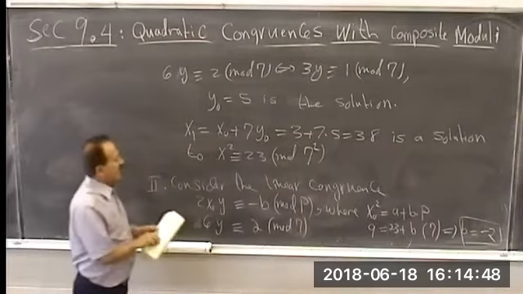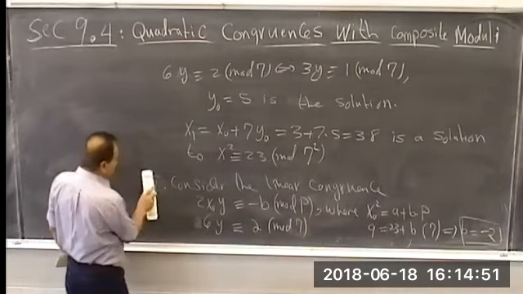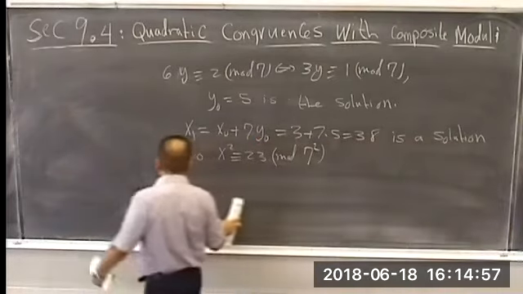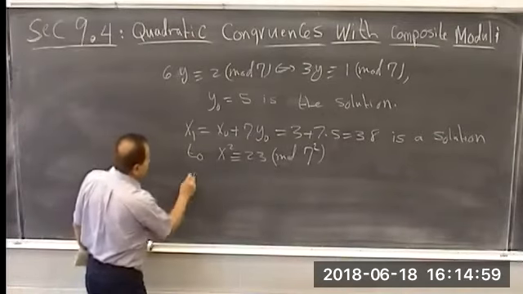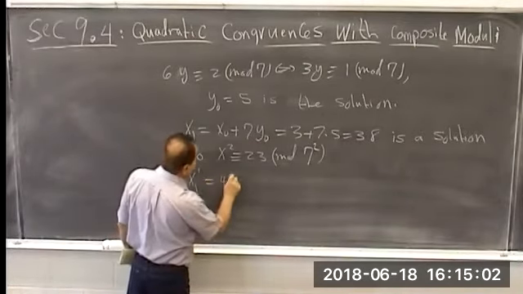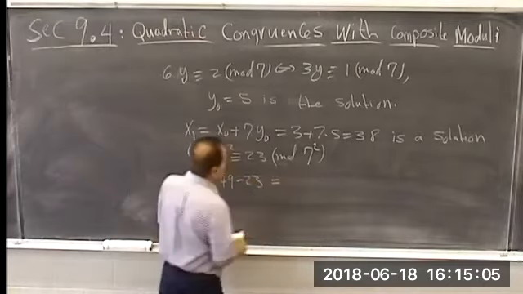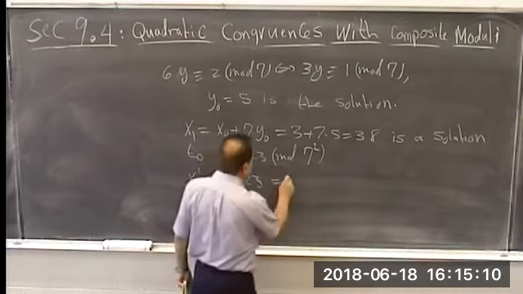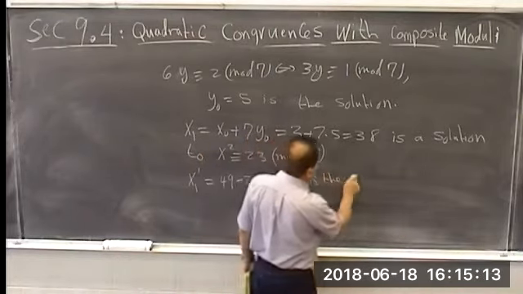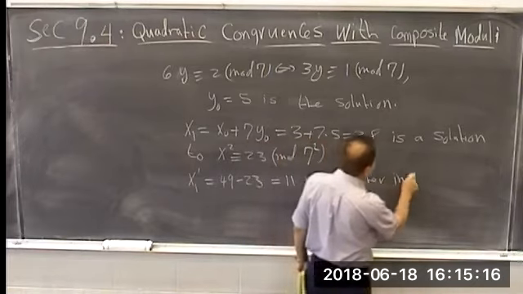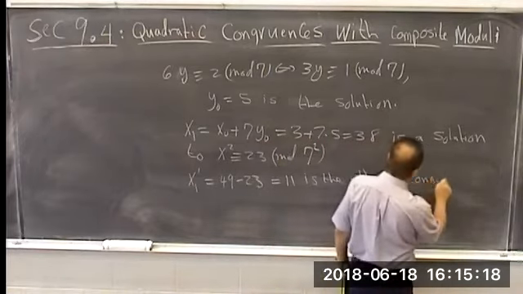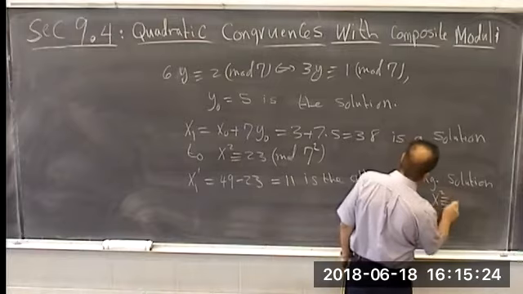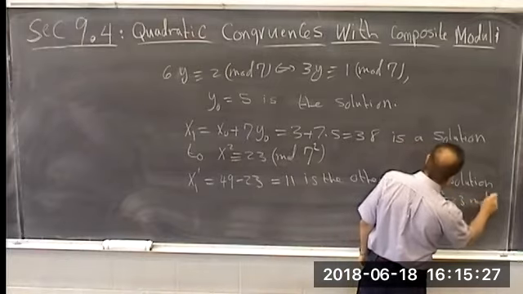So this is one solution, and the other incongruent solution is obtained from this one: x1 prime, which is equal to 49 minus 38, which is equal to 11, is the other incongruent solution to x squared congruent to 23 mod 7 squared.